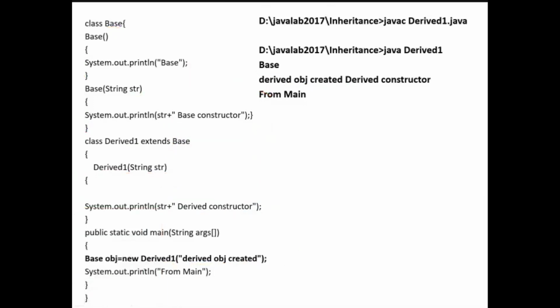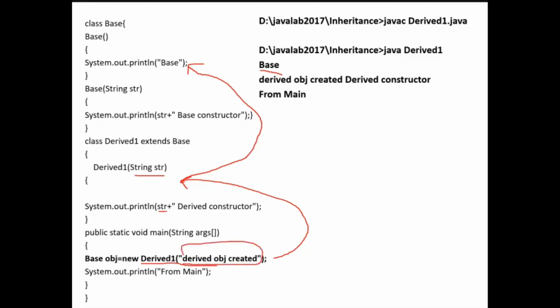One more time I will explain. When I create an object for the derived class, control will come to the derived constructor. But from here, it will call the base class no-argument constructor. Even though it is a one-argument constructor, it always calls the base class no-argument constructor. So first it prints "base". After that, control comes back, and for this str we passed "derived object created", so it prints "derived object created, derived constructor". After that, it prints "from main". Understood?